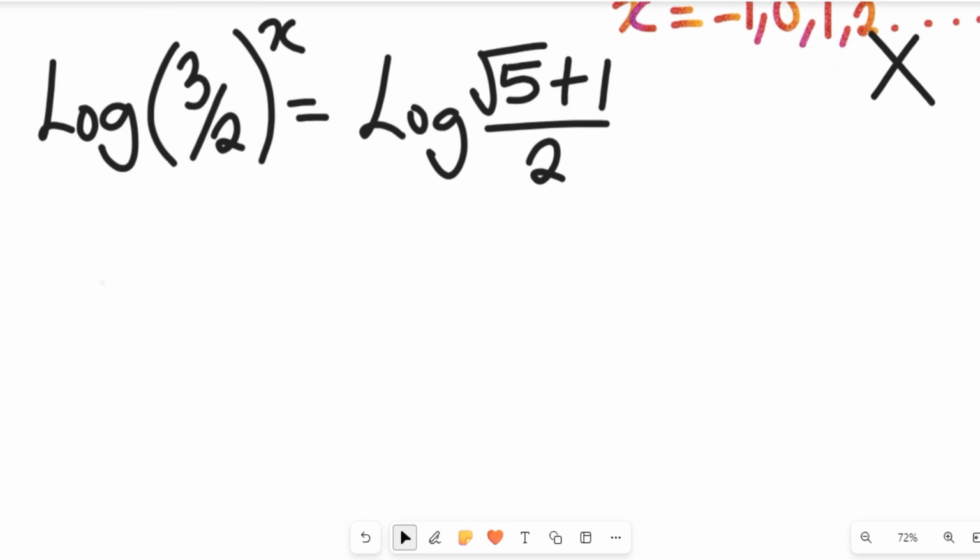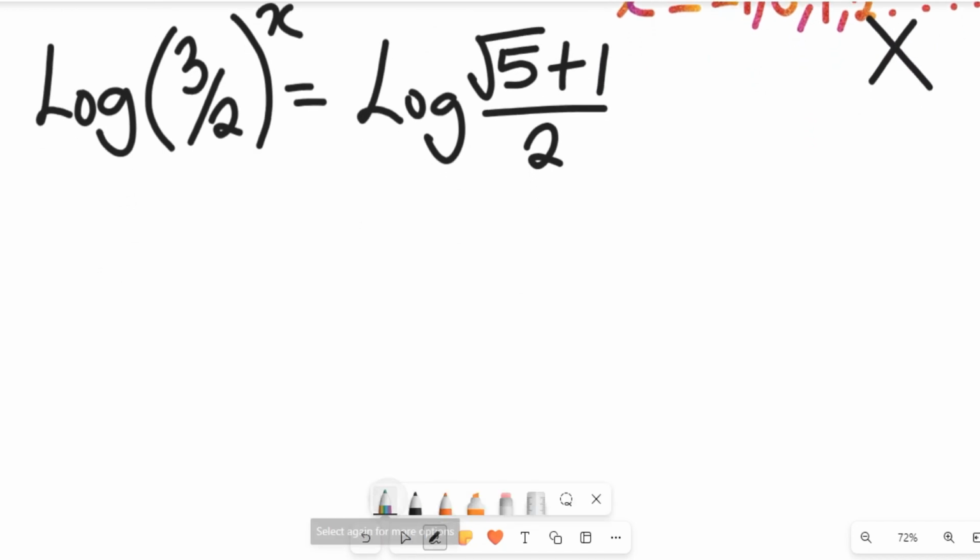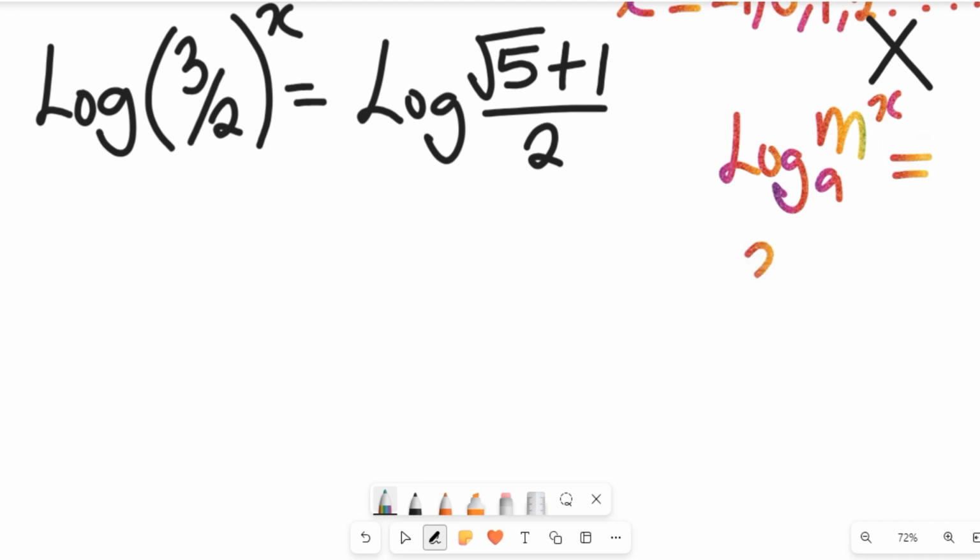Now remember from the law also of logarithm that if you have the log of m to the power x base a, this will be equal to x log of m base what?